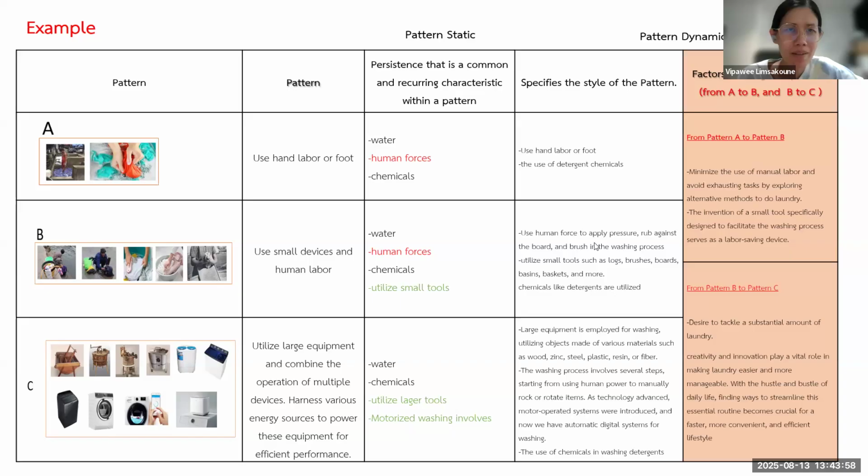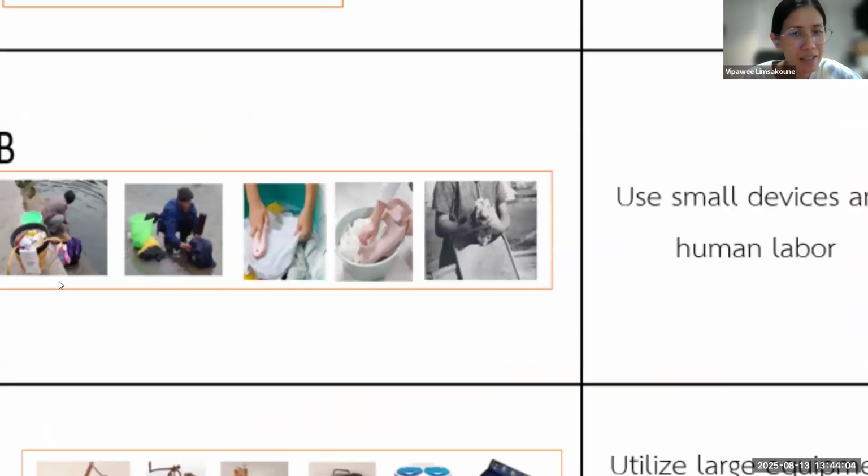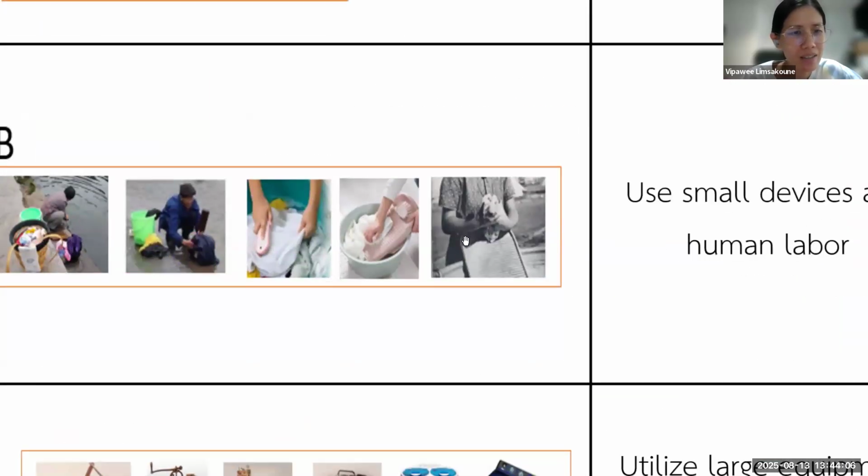The next column is supposed to be the change within the same pattern. What are the changes within this pattern? You can see the varieties of tools that they use. It could be a board to scratch the clothes on, or a brush to scratch on the cloth directly. And the material could be different.